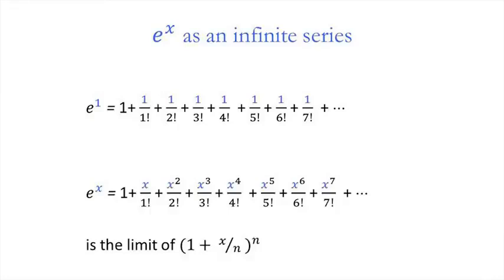Again, it's this nice one here, 1 plus x over 1 factorial plus x squared over 2 factorial, x cubed over 3 factorial. It's got beautiful symmetry to it. x to the 4th over 4 factorial, x to the 5th over 5 factorial, and keeps on going like that.